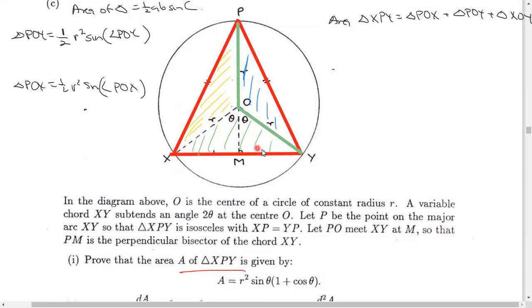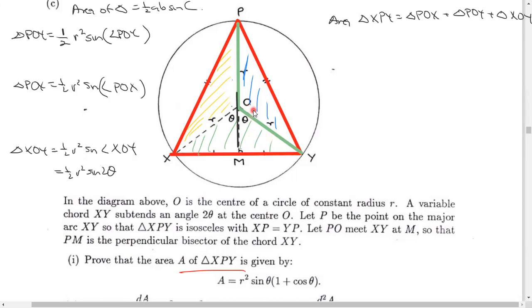And for XOY, it will be half R squared sine of angle XOY, which is clearly half R squared sine 2 theta because just the way it's drawn out for you. So that one's easy enough. But angle POY is probably quite clearly just, if this angle here is theta, and we focus on the fact that there's a straight line going down here, well then if that's theta, then that's 180 minus theta.